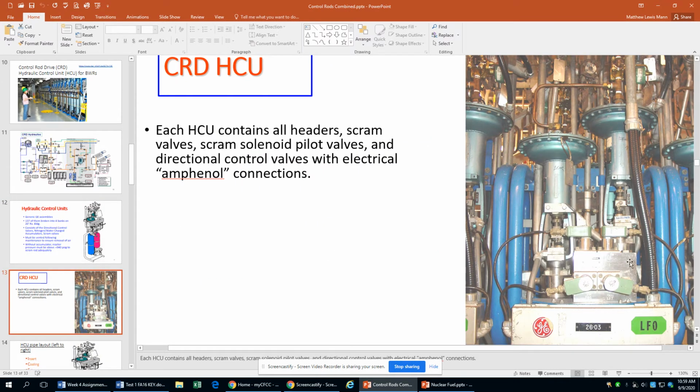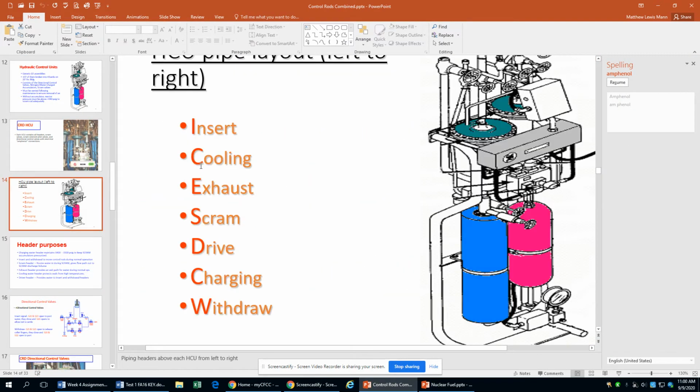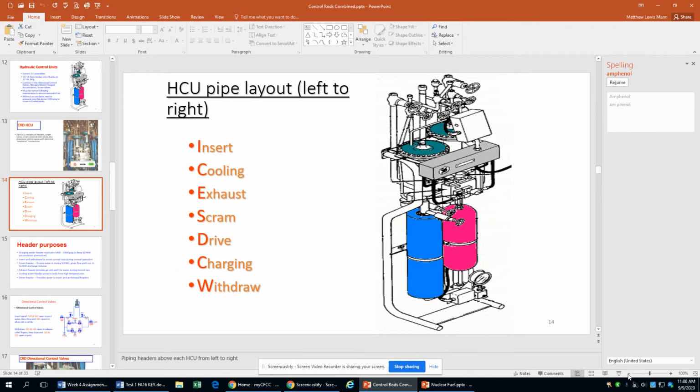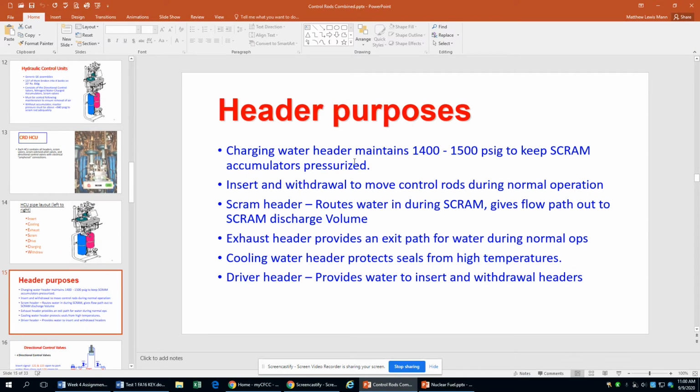So here are our actual valves, right? We have 2 valves here that we can control, and what's controlling them are these solenoids, and this is control rod number 2603, and you can see our GE logo there, so we know who made it. Here are our 7 headers. I'm going to zoom back out a little bit. And here are the headers.